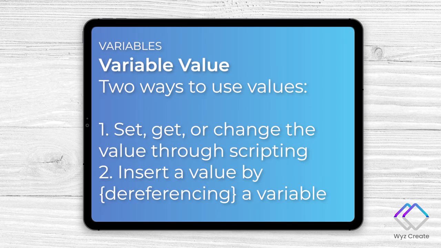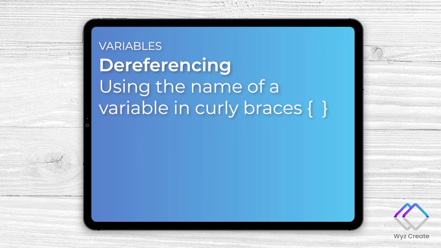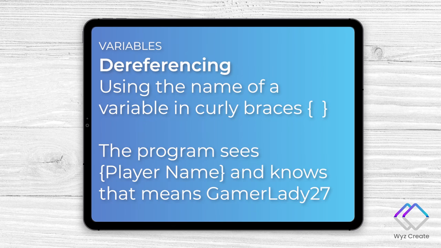Second, you can insert a value within a script or object property by dereferencing the variable. To do this, you simply write a variable name in curly braces instead of giving an actual value. The program sees the curly braces and knows that the words between them are just a placeholder, so it'll use that variable's value there instead. Variables, their values, and dereferencing them is a big step in your app-making learning process. Let's take a look at these concepts in action.